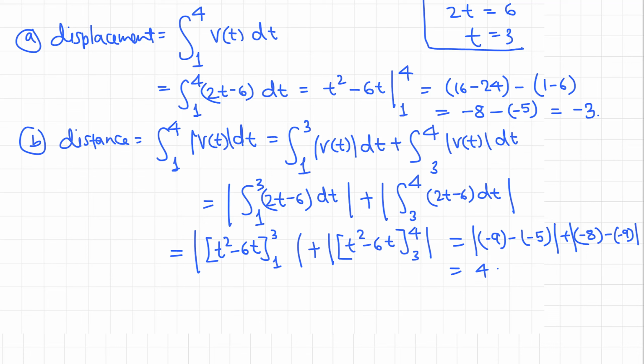Okay, plus negative 8 plus 9. Negative minus 9 means plus 9. Negative 8 plus 9 is just 1, and the absolute value of 1 is 1. 4 plus 1 is 5. So the displacement was negative 3 units, while the distance is 5 units.